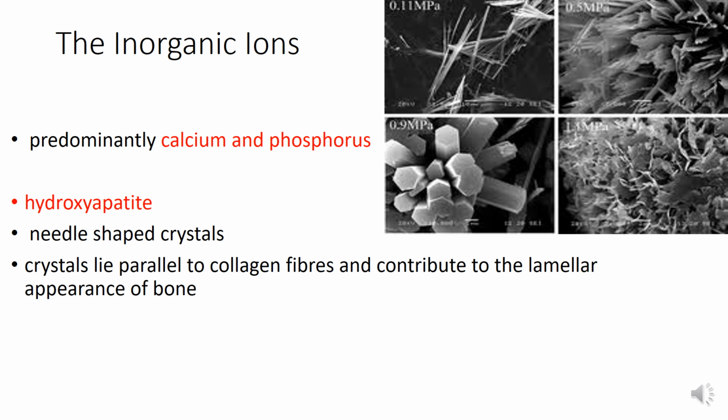Then coming to the inorganic ions, they are predominantly calcium and phosphorus. Calcium, phosphorus and hydroxyl ions are present mainly as hydroxyapatite crystals. As you can see here, they are needle-shaped crystals and they lie parallel to collagen fibers and contribute to the lamellar appearance of bone. We will learn about the lamellar appearance of bone soon.